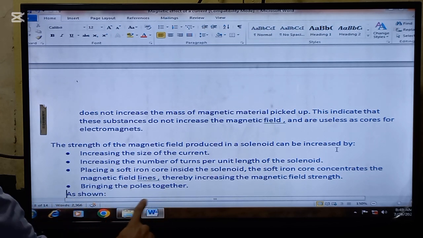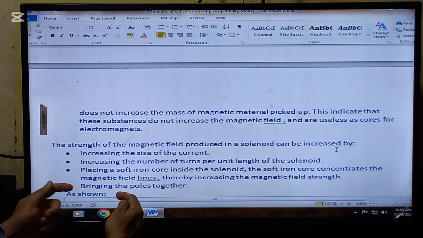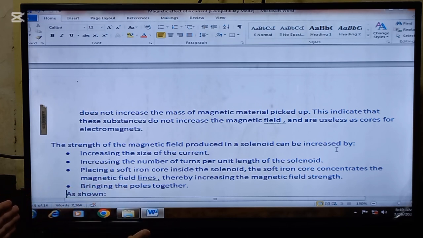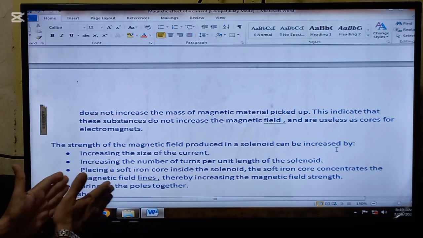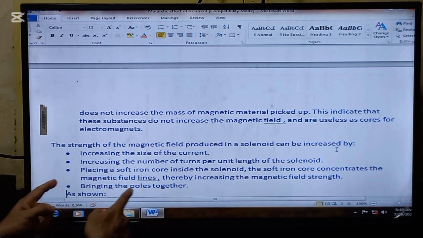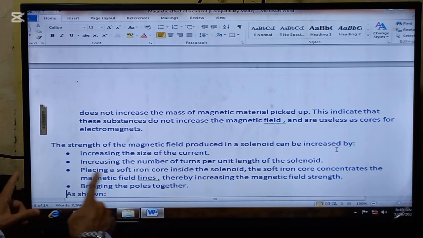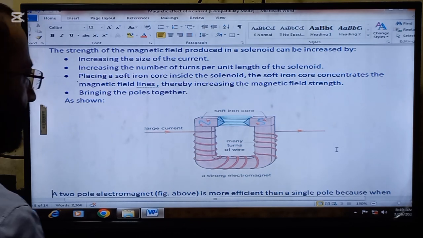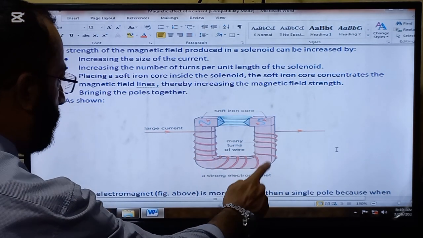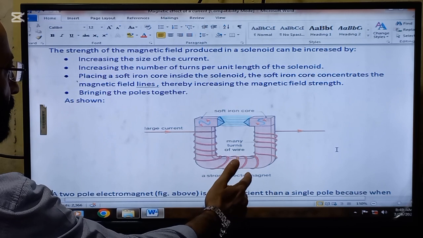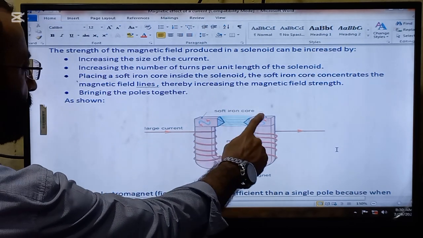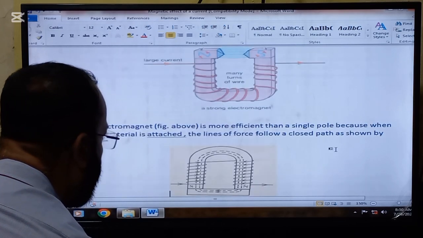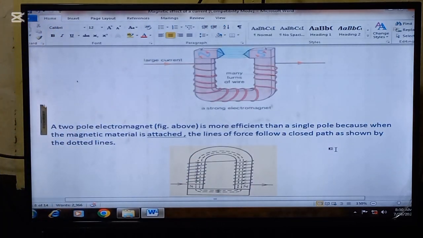Next point is bringing the poles together. If you bring the north and south poles closer together, the strength of the magnetic field will be increased. And if you make more distance between the poles, the strength of the magnetic field will be less. So here is a figure. You can see many turns of the wire, so it will increase the strength of the magnetic field. And here a soft iron core is placed inside the solenoid, so that will also increase the strength of the magnetic field.